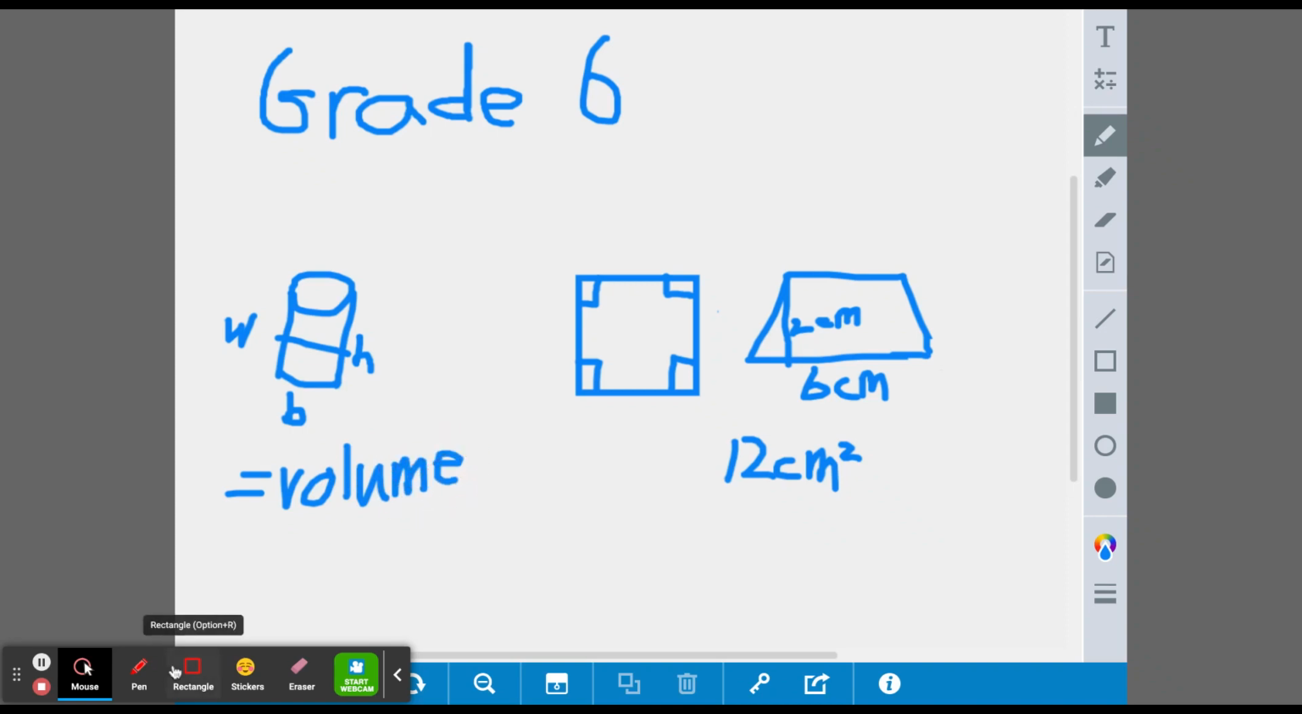All right, this is the learning progression for geometry from grades 4 to 6.